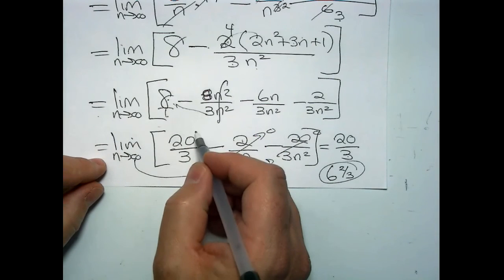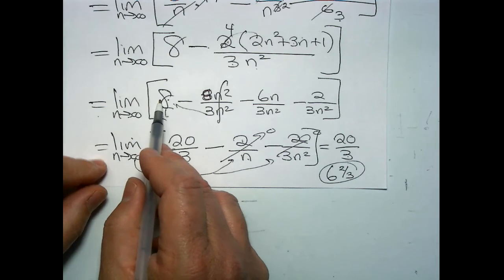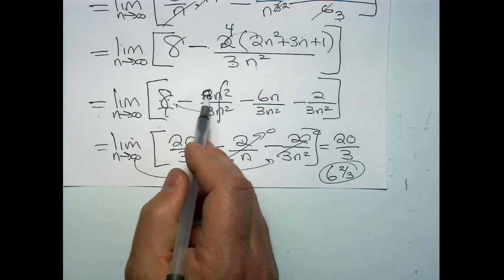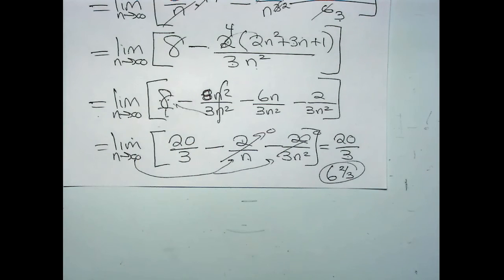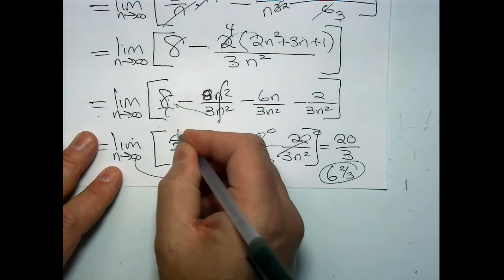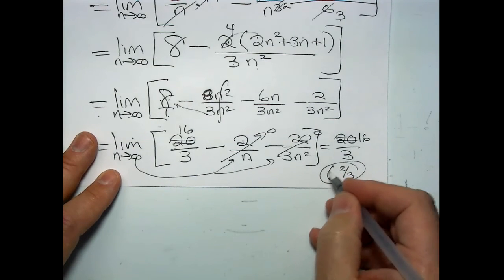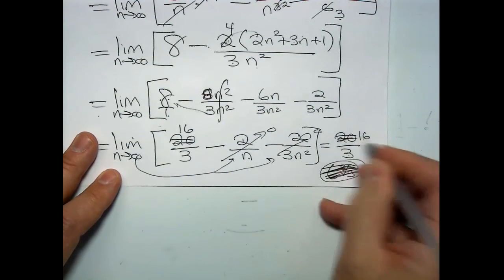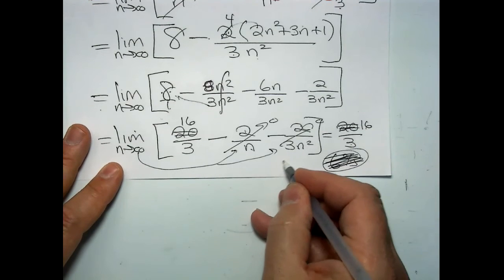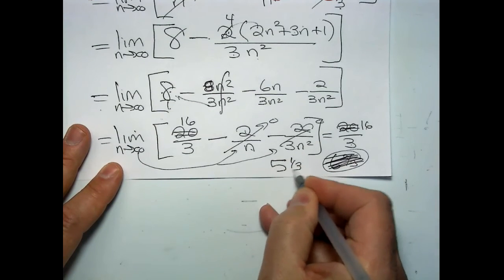So, here's the correction. This is 24 minus 8. And 24 minus 8 is 16. So this is not 20/3. This is 16/3. And the answer is 16/3. That I'm much more happy about. So 16/3 is 5 1/3.